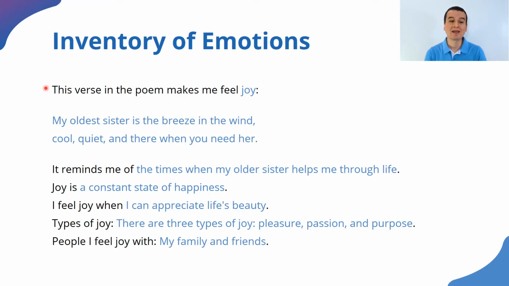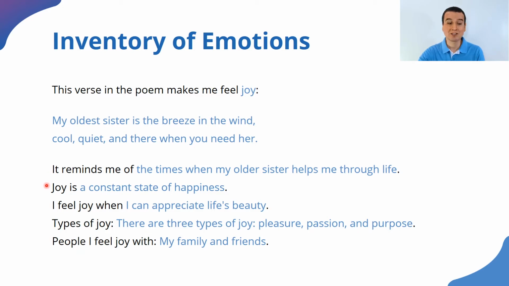All right? It says she chose 2 emotions. This verse in the poem makes me feel joy. So the emotion is joy. My oldest sister is the breeze in the wind, cool, quiet, and there when you need her. All right. This verse provoked the emotion of joy. It reminds me of the times when my older sister helps me through life.